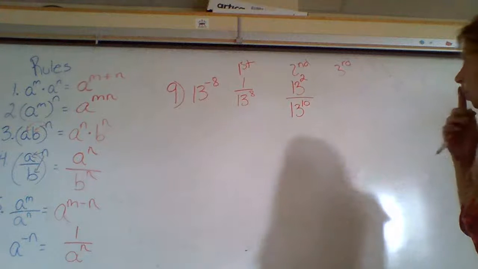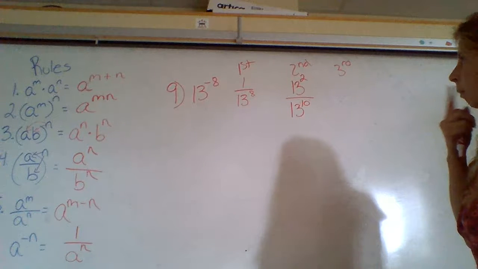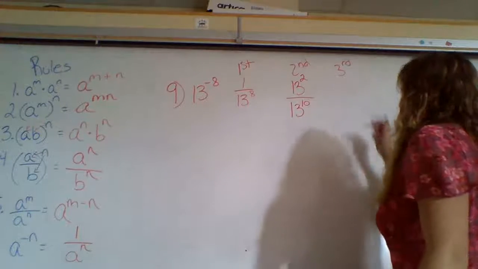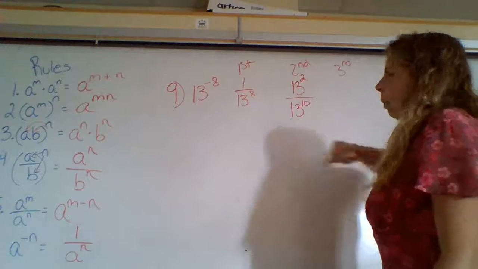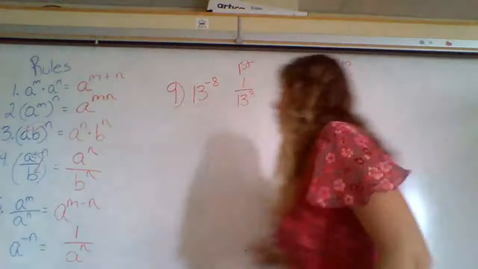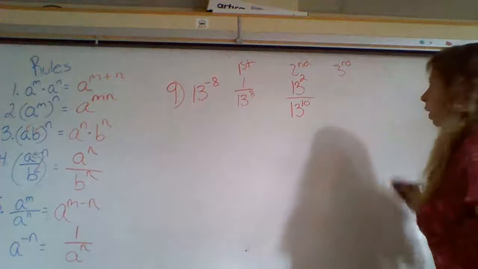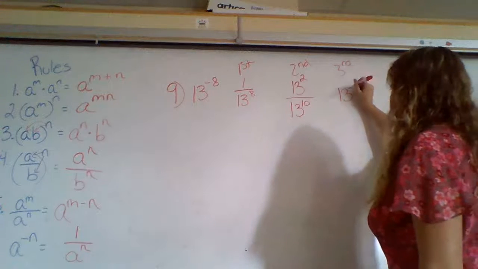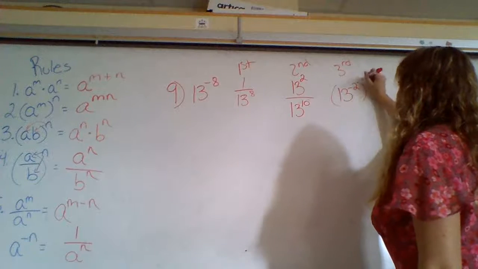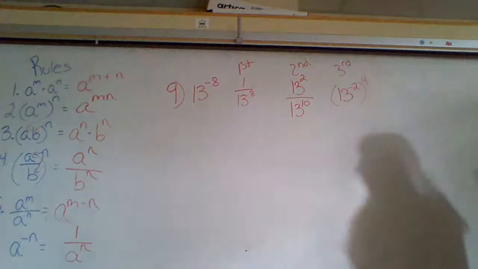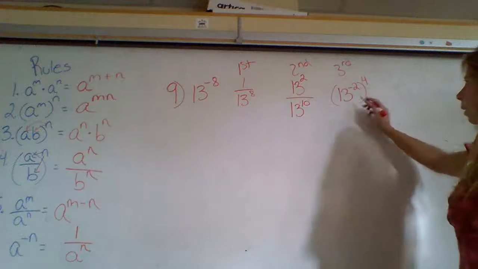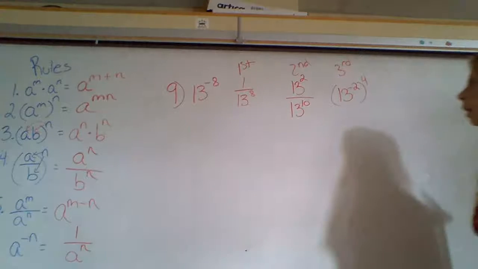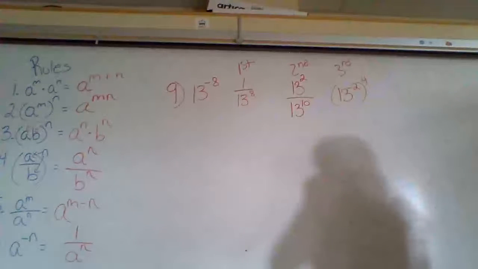Let's also do rule number 2, which is a to the m. Can you see them? Oh yeah, which is rule number 2. So we're going to go 13 to the negative second power raised to the 4th. Okay, if you multiply those together, negative 2 times 4 is in fact negative 8, all right? So those are just 3 examples. There are so many more you could do.